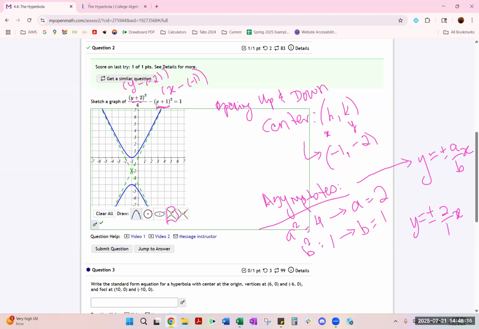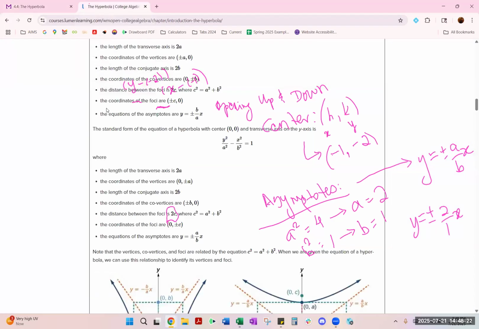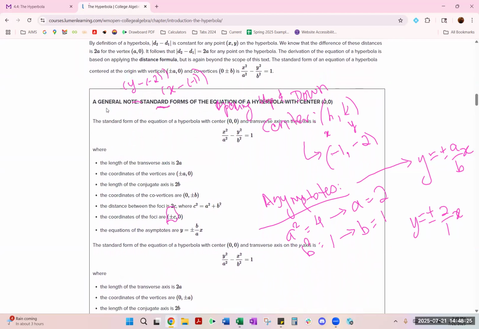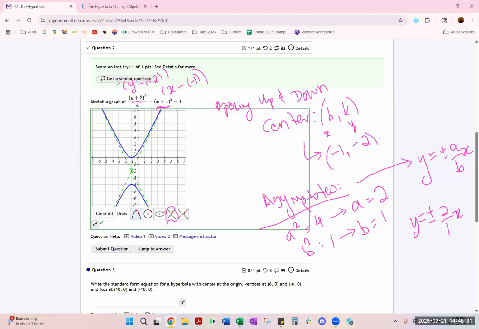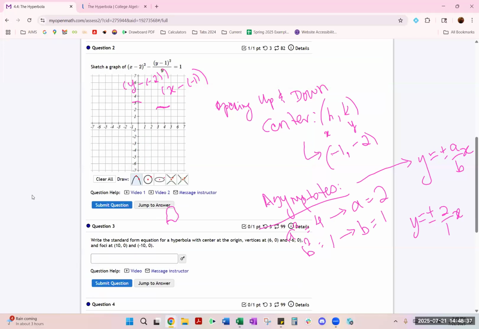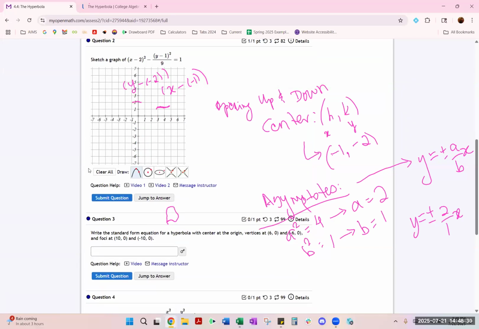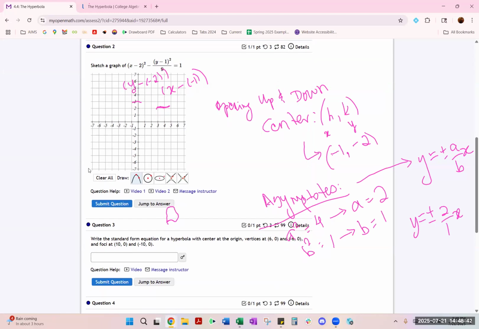So this was for a hyperbola opening up and down, so you can see what this would look like. Now, you would use the same kind of reasoning if you were looking at a hyperbola opening left and right. If you guys want to see that example really quickly, I can do another similar question over here. So let's click on that and you can see my equation changed. Let me clear up some of my writing over here so you guys can see this a little bit better.